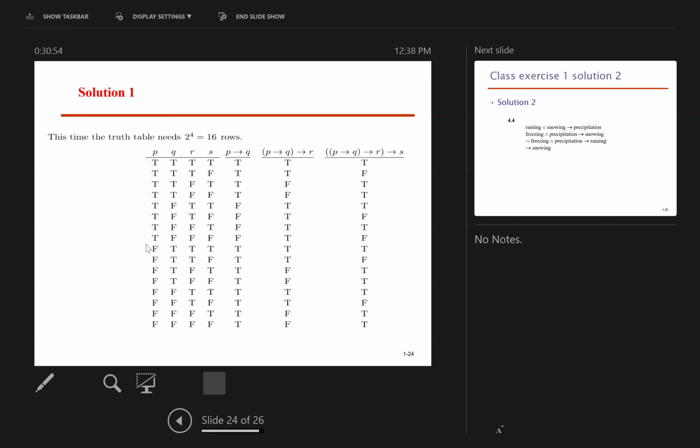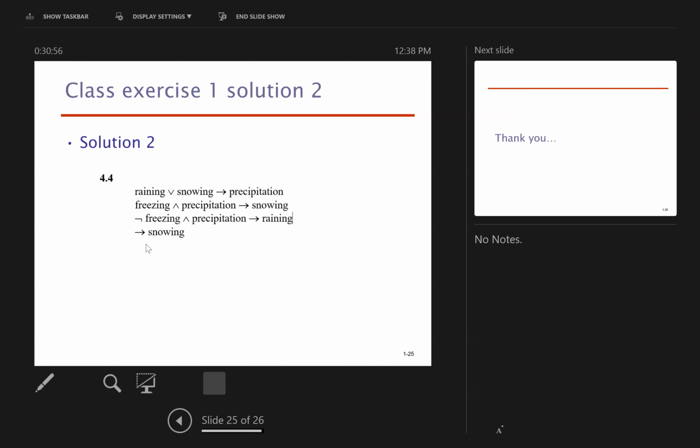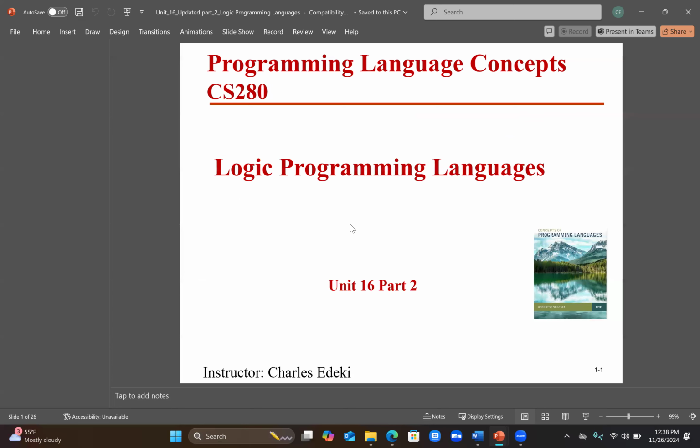Some textbooks, especially in discrete mathematics, do that. So instead of writing raining or snowing, I'll write P or Q, where P is raining and Q is snowing. Yeah, you can do that too. If you did that in discrete mathematics, then you can do it here too. That's fine, as far as you specify what you are doing. So that will be the end of chapter 16.